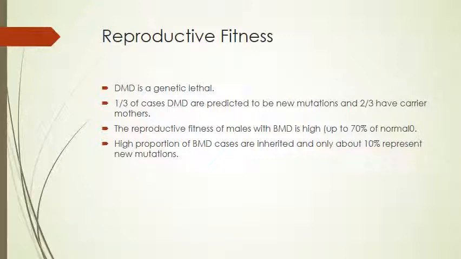If we look at reproductive fitness and we compare DMD along with the BMD, we find that the DMD is a genetic lethal. 1/3 of the cases of the DMD are predicted to be new mutations, and 2/3 have carrier mothers. So the reproductive fitness of males with BMD is high. It's about up to 70% of normal. And there's a high proportion of BMD cases that are inherited and only about 10% that represent new mutations.